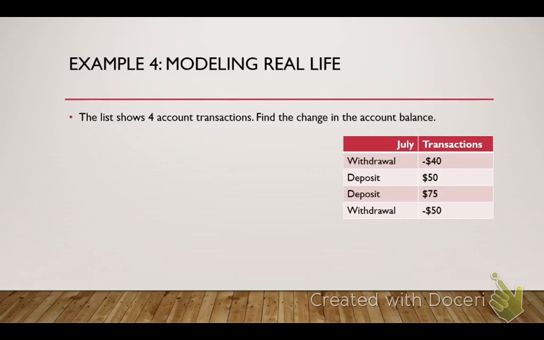So here's what it says. The list over here in the table shows 4 account transactions. Find the change in the account balance. All right, so we want to see when we combine everything together, what is the change in the account balance? Do I have more money than where I started, or do I have less money? All right, so what we're going to do is we're going to combine all of these values. Negative 40 plus 50 plus 75 minus 50. All right, go ahead and let's write this out.